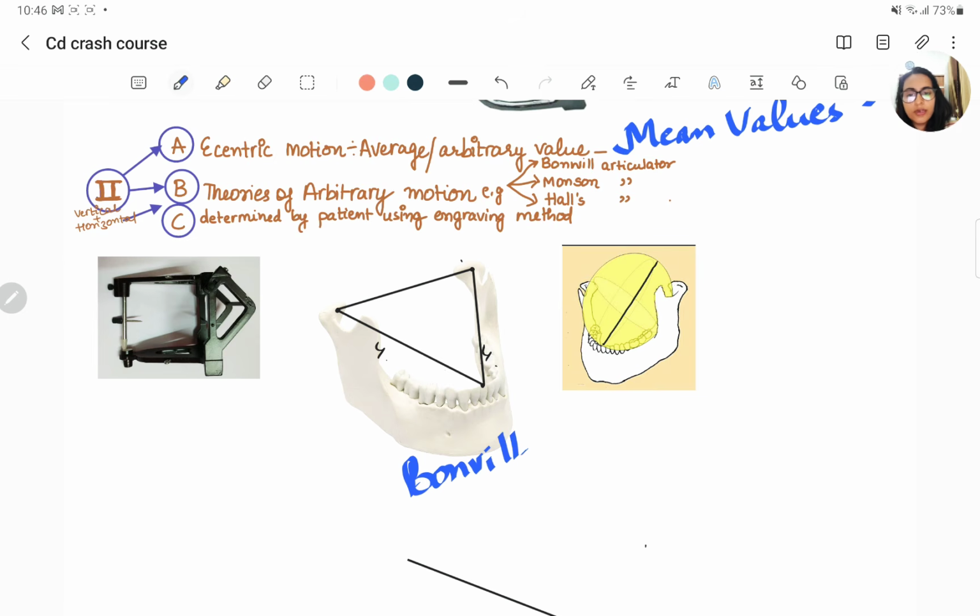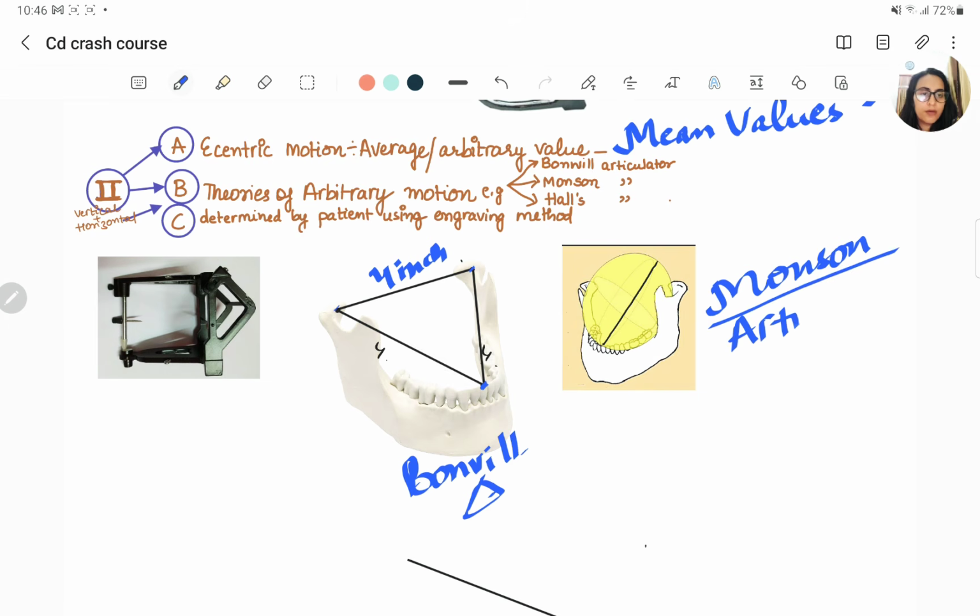So the Bonwill articulator is based on the Bonwill triangle. This is an equilateral triangle of 4 inches from the condyle up to the cusp tip of the lower anterior. Then another theory is the Monson theory, based on which we have the spherical theory. So basically the Monson articulator is based on the spherical theory. This spherical theory is based on a sphere with the center at the glabella, and we have an 8-inch diameter. So that is the spherical theory.